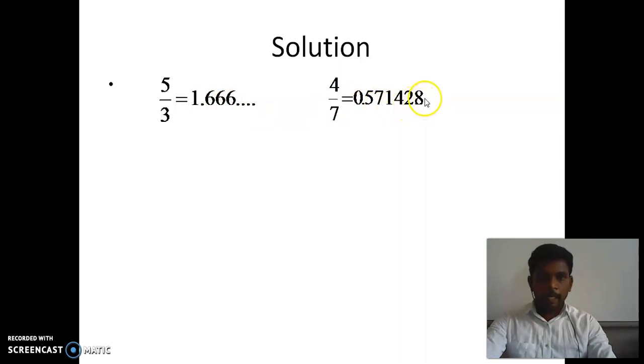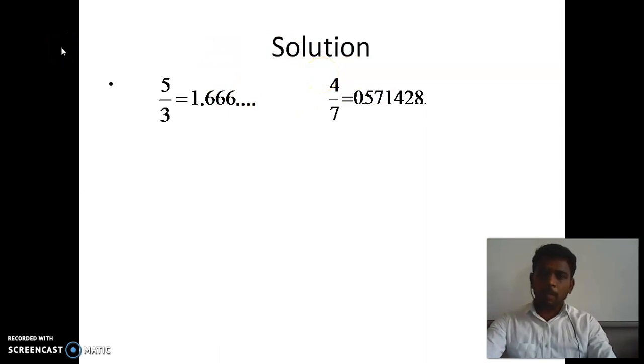0.571428. Again from the remainder, the next number 5 will come here, and then 7. That is this set of numbers repeated again. So both are what type of decimal expansion? Non-terminating recurring, right? Now what is the question now? Now we are going to find out the irrational numbers between these two rational numbers. So how can I find out irrational numbers?